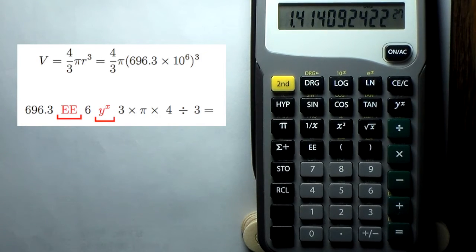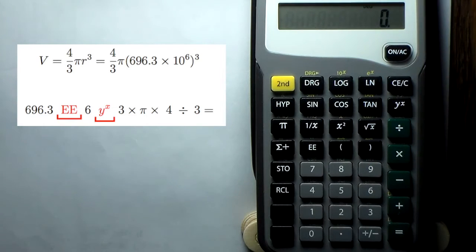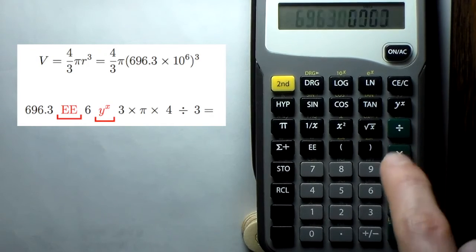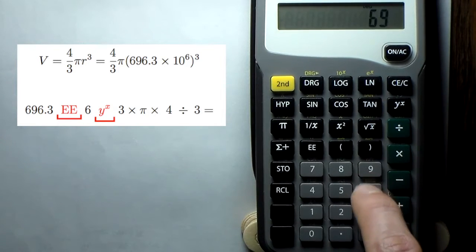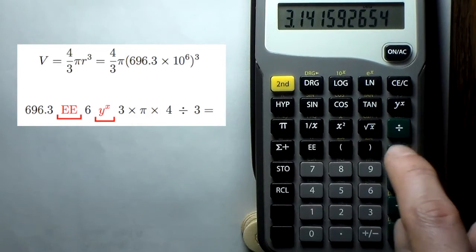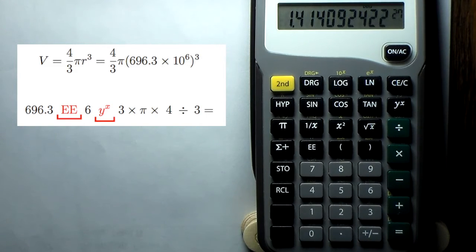Again, the order that you put it in is important. If you happen to forget the little button for cubing, worst case scenario, you just enter 696.3 E6 times 696.3 times 10 to the 6th times 696.3 times 10 to the 6th. Essentially we've just cubed it, then times pi times 4 divided by 3, and we get the exact same answer as before. So if you forget the button for cubing things, you just multiply it together 3 times. It's exactly the same value.